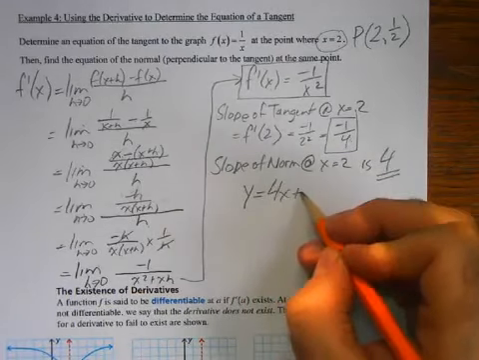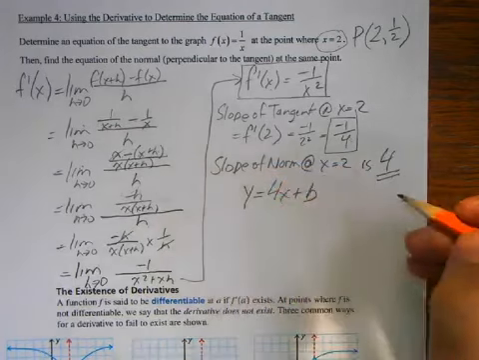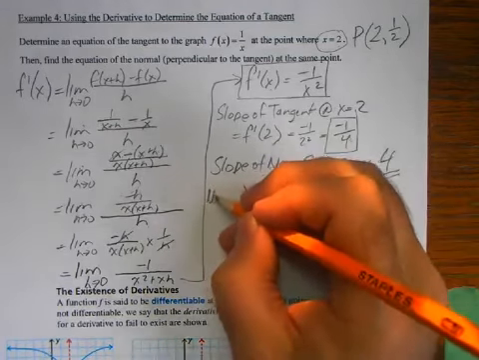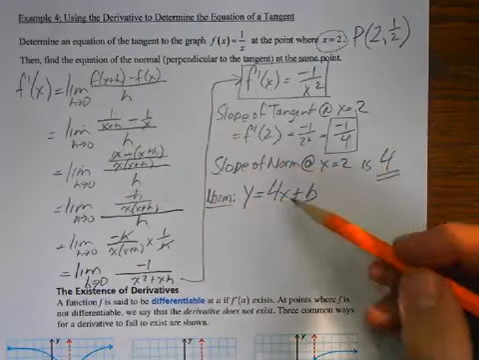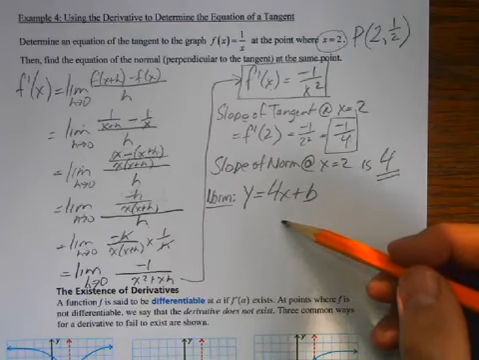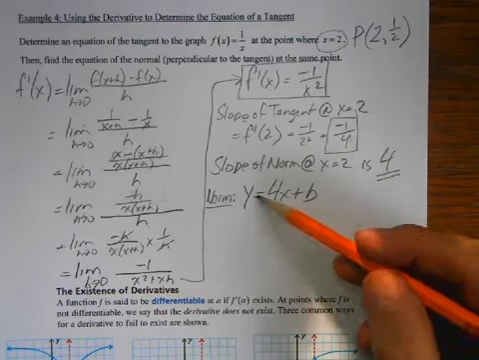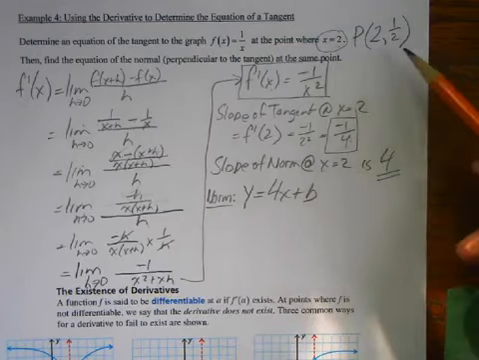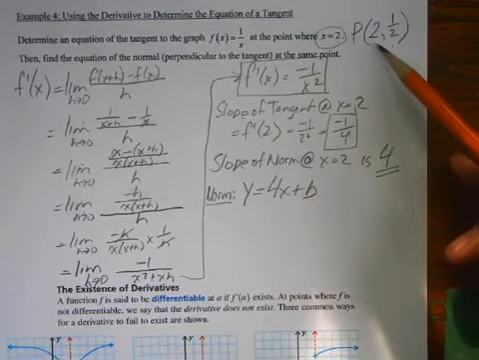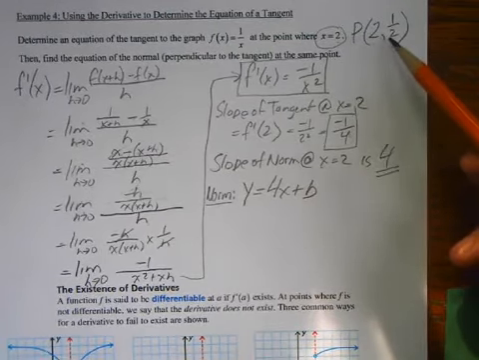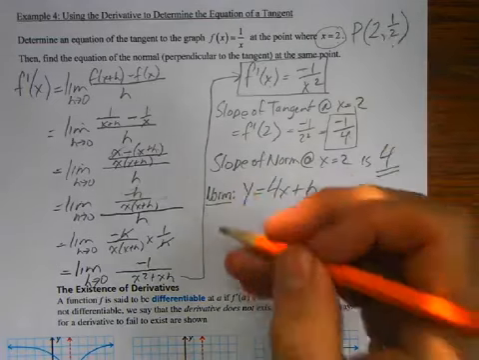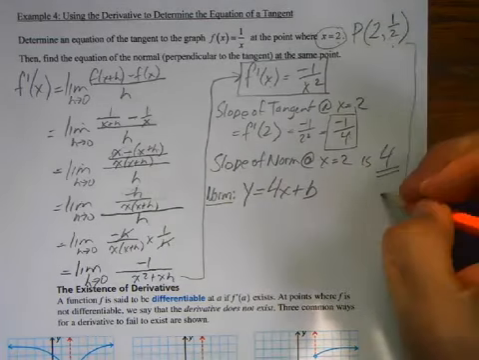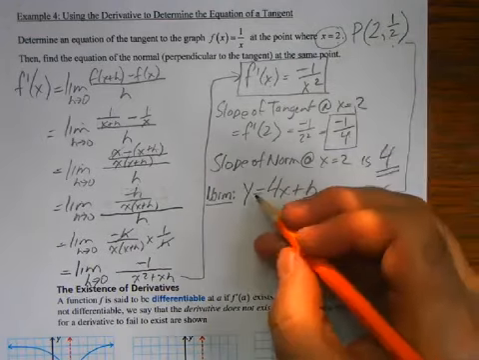Maybe I'll just put normal out here. Equation of the normal: 4x plus b. So all we need now is a point that's on that normal. And we do have one, that point P. That's the point where the tangent is, and also where the normal intersects with the tangent. So we can actually plug in this point. I'll just bring that down here. So that's going to be 1/2 is equal to 4 times 2 plus b.